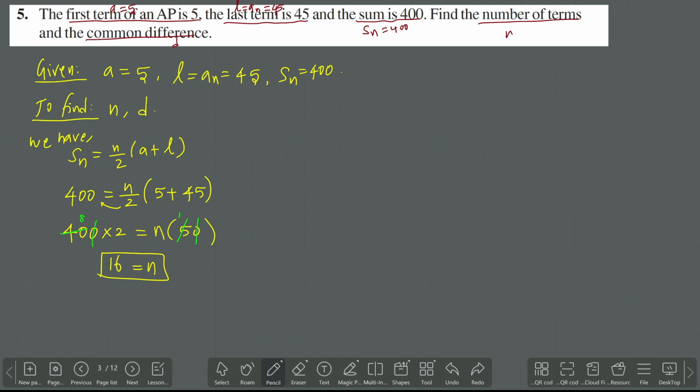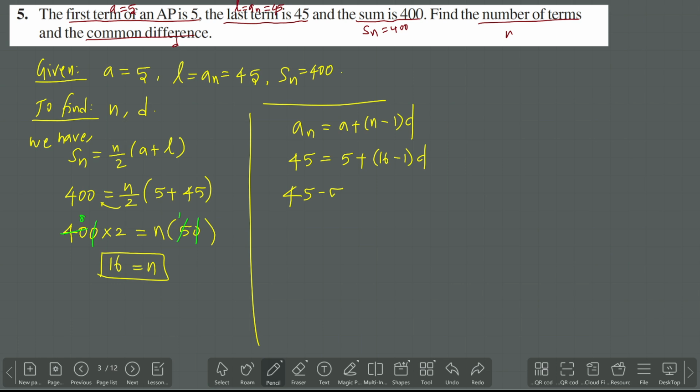Take this n, substitute in the an formula, and you can get the d value very easily. By using Sn also you can find d, but it will take time, so I am using an. So an equals the formula we know, a plus n minus 1 into d. An they gave as 45, a we know 5, n value 16, so minus 1 into d. 5 you bring opposite, so 45 minus 5 equals 15d. After subtracting, I am getting 40. When you send 15 opposite, 40 divided by 15 equals d. We can cancel this by the 5 table: 8 fives are 40, 3 fives are 15. So the answer is 8 divided by 3 equal to d. So d value is 8 by 3 and n value 16. That's it.